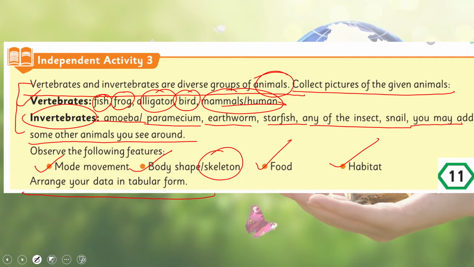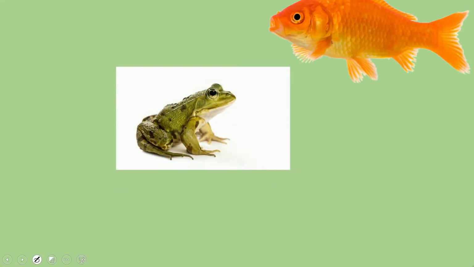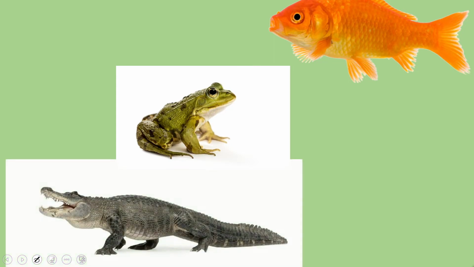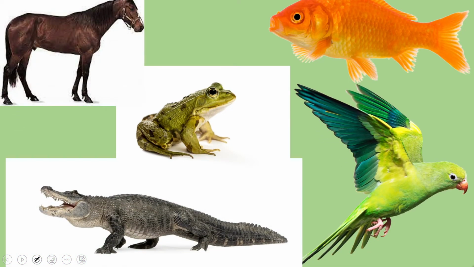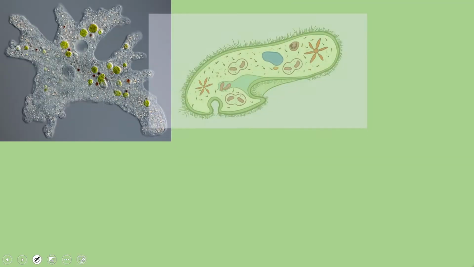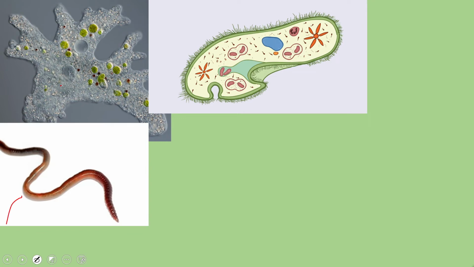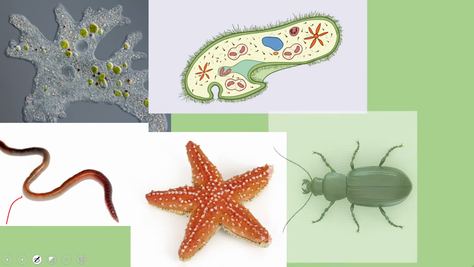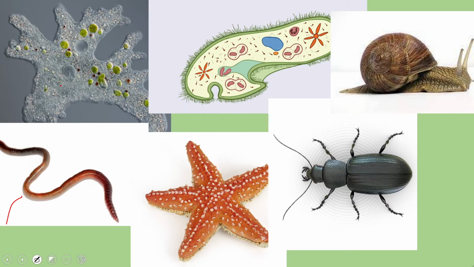Okay, to perform this activity, आपके लिए मैंने table जो है वो prepare किया है. First of all, have a look at the pictures. आपको frog, fish, इनकी pictures चाहिए, alligator, bird और a mammal. ठीक है, so horse is the mammal. Next, you need pictures of amoeba or paramecium. This is amoeba, that is paramecium, earthworm, starfish, and an insect. Okay, and that is a snail.